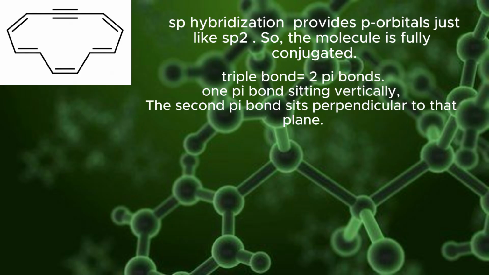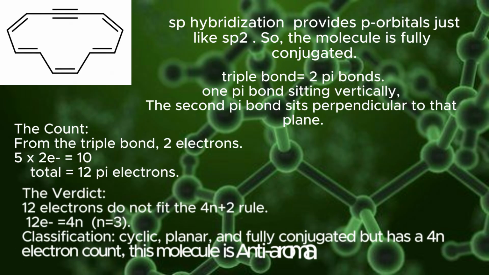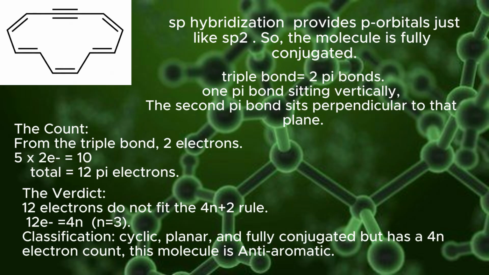Imagine one pi bond sitting vertically in the same plane as the rest of the ring's p orbitals. This one is part of the conjugation. The second pi bond, however, sits perpendicular at 90 degrees to that plane. The count. Because the second pi bond is orthogonal to the system, those electrons cannot see the rest of the aromatic circuit. From the triple bond, we count only 2 electrons. Adding the electrons from the 5 double bonds, 5 times 2 is equal to 10, we reach a total of 12 pi electrons. 12 electrons do not fit the 4n+2 rule.